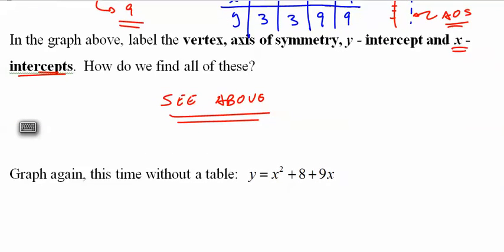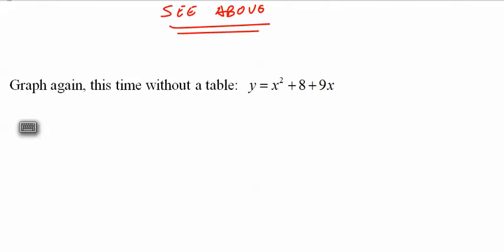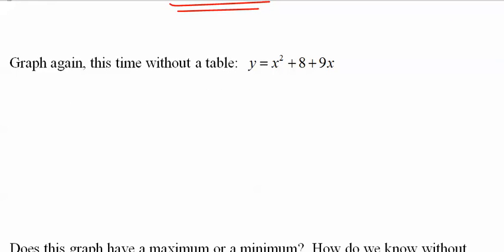Now it says here, graph again without a table. It's pretty much what we just did. Notice a nasty little trick here of putting it in the wrong order. Also notice that we have a y instead of an f of x. They are interchangeable. A lot of students get hung up on that. It doesn't really mean anything. It's just notation.